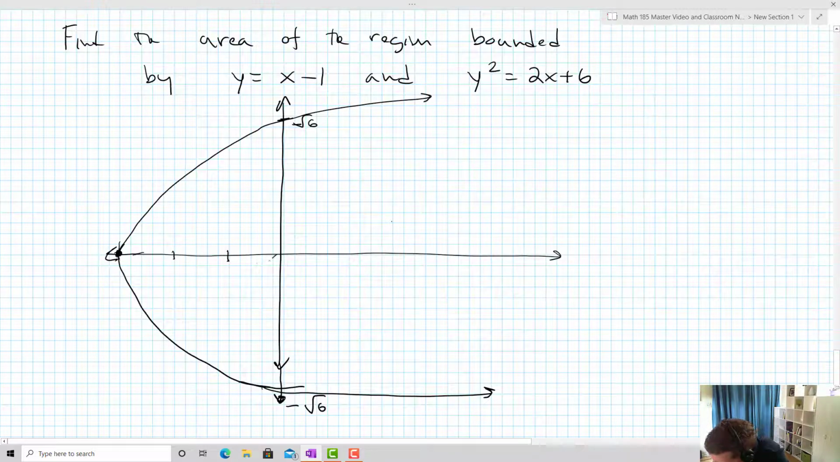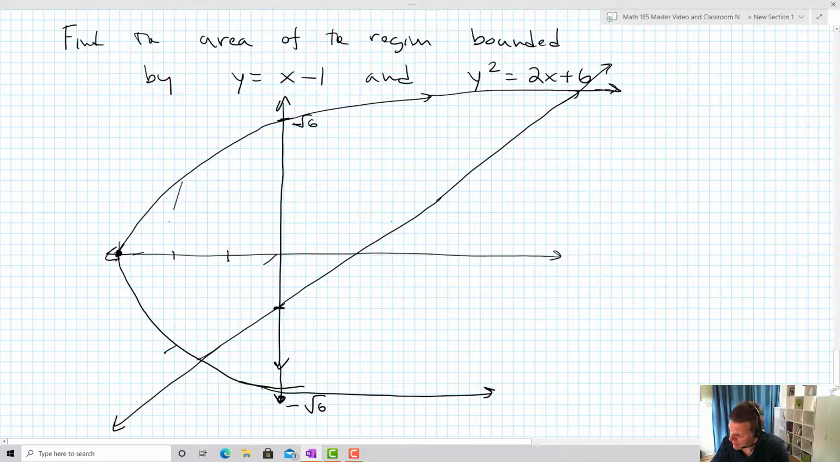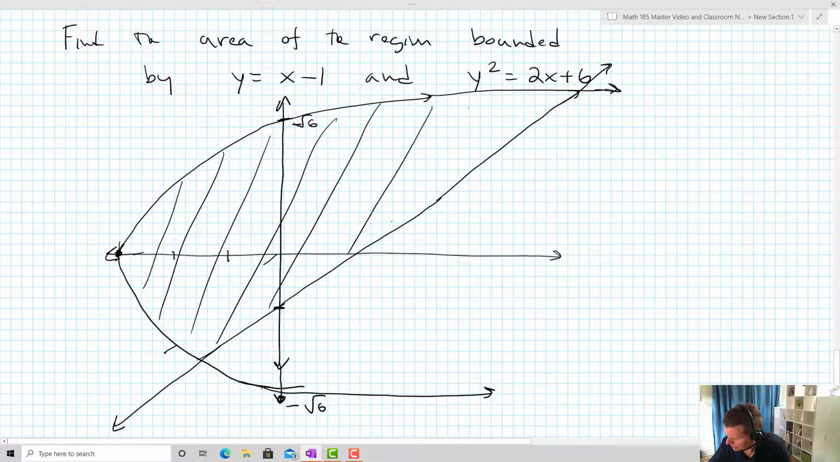And then in addition to that, here's y equals x minus 1. And so there's our graph. The region that we're going to be looking for is this region right in here. We're going to be looking for the region between those two curves.